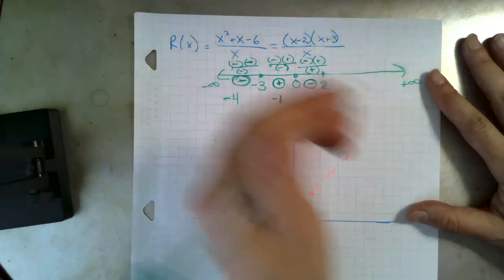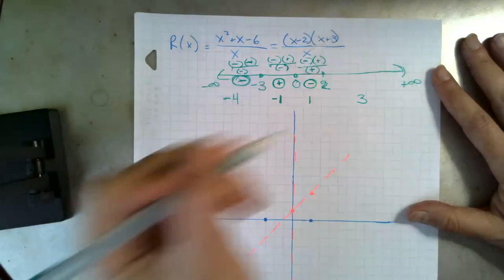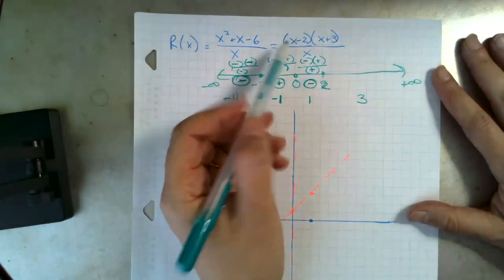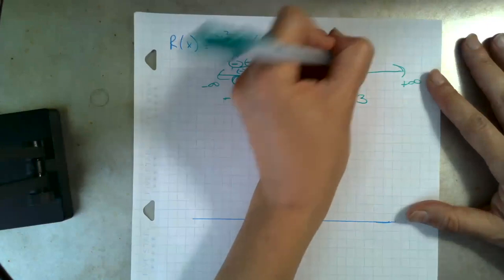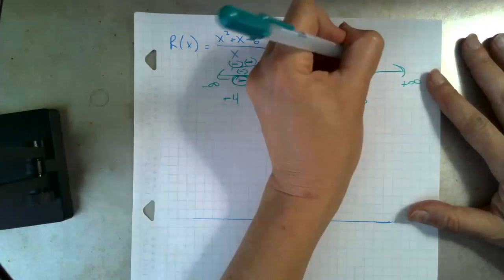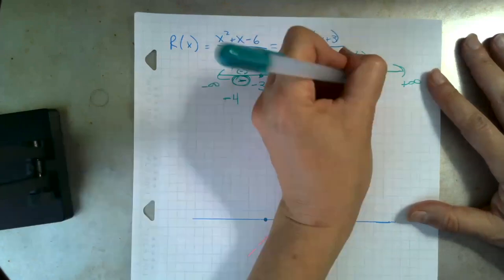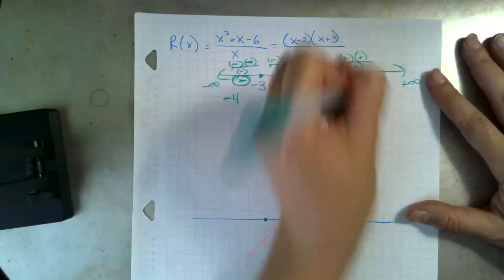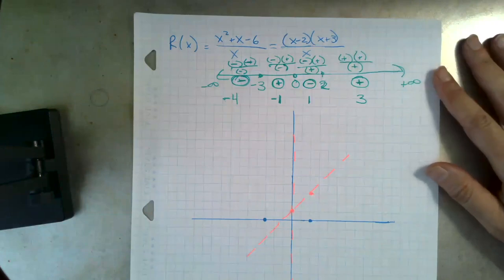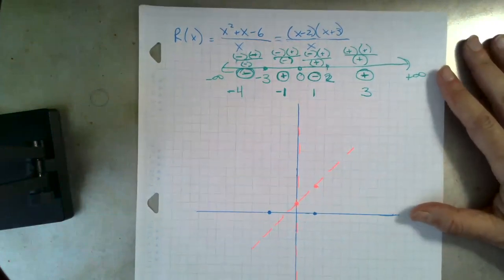And finally, I'm going to try 3 over here. 3 minus 2, that's a positive. 3 plus 3, that's positive. 3, that's a positive. Positive, positive, positive, positive, that's a positive. All right, let's see what that looks like.